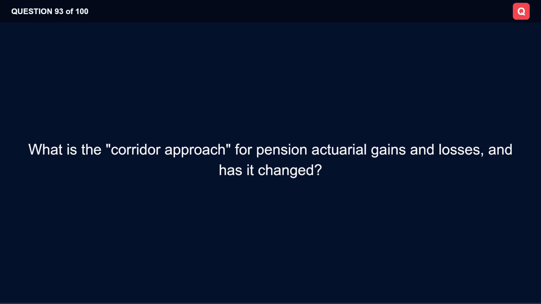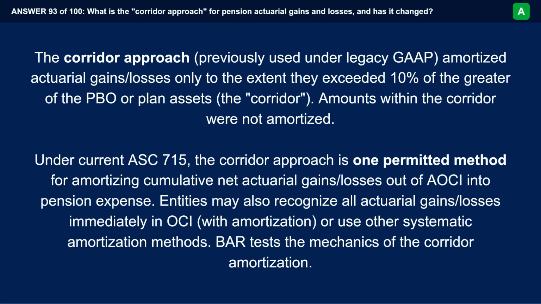What is the corridor approach for pension actuarial gains and losses, and has it changed? The corridor approach, previously used under legacy GAAP, amortized actuarial gains/losses only to the extent they exceeded 10% of the greater of the PBO or plan assets, the corridor. Amounts within the corridor were not amortized.